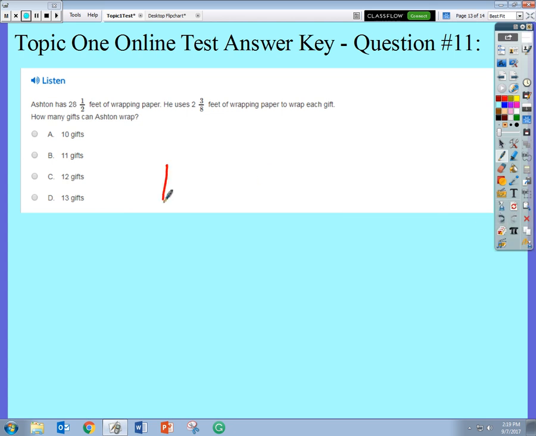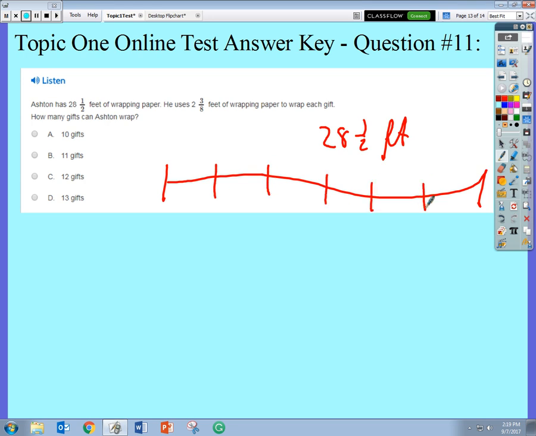Ashton has 28 and a half feet, so here's his wrapping paper. 28 and a half feet. He uses 2 3/8, so 2 3/8, 2 3/8, 2 3/8, 2 3/8, to equal almost to this. So what do we have? How many gifts can Ashton wrap? We have 28 and a half. How many times does 2 3/8 go into 28 and a half? What could we be doing wrong here? This still has to be 57 halves divided by 16, 17, 18. That's 19.